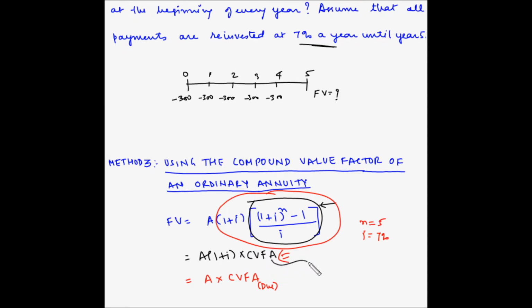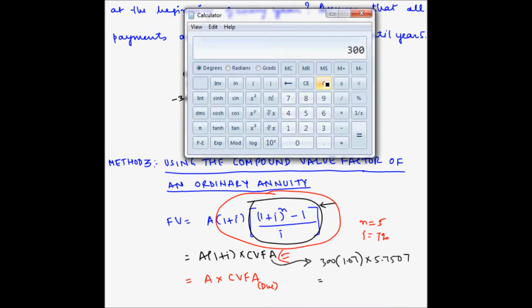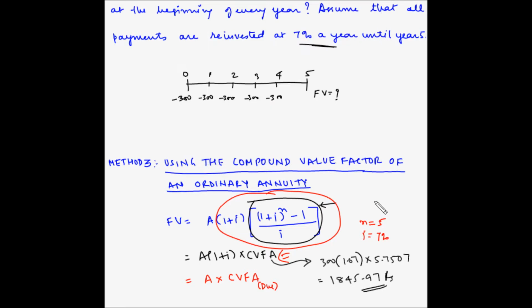So let us plug in the values in this formula. A is 300, 1 plus I is 1.07, and CVFA is 5.7507. So let us calculate this value. So 300 into 1.07 into 5.7507. So the answer is 1845.97 rupees. Now let us look at the fourth method, which is to use the financial calculator.